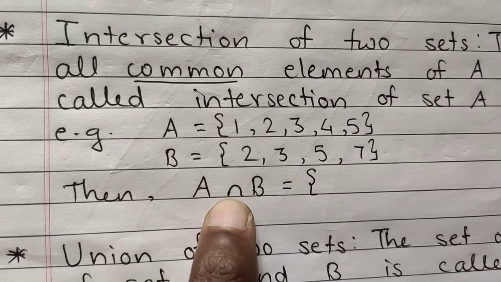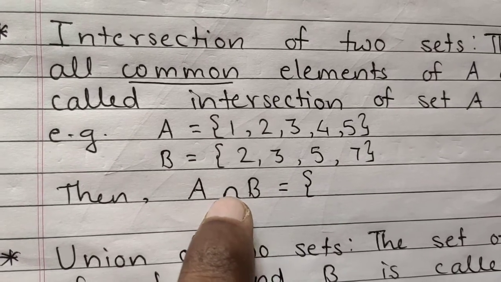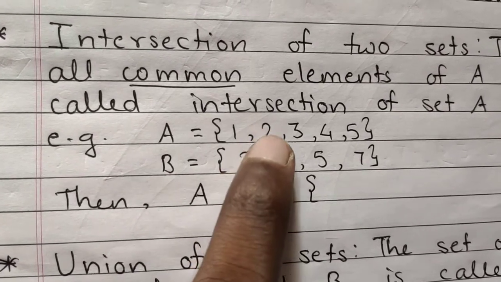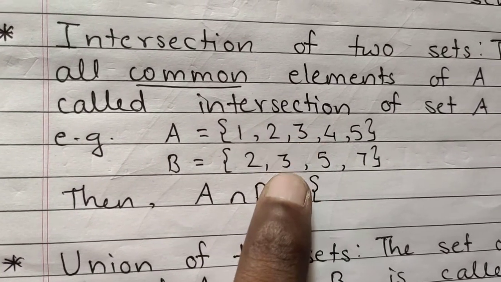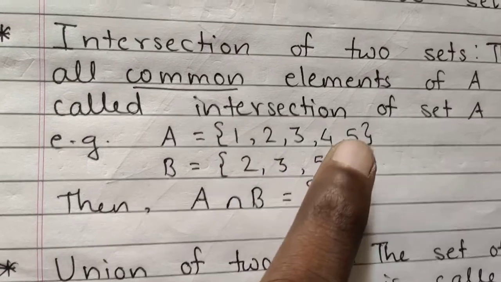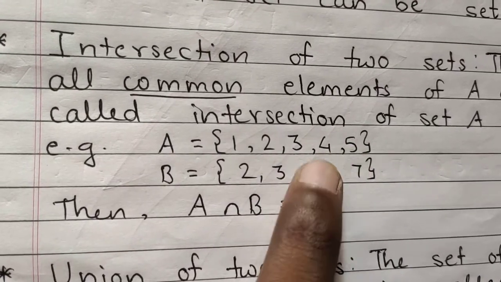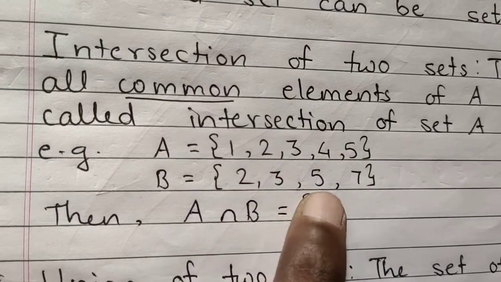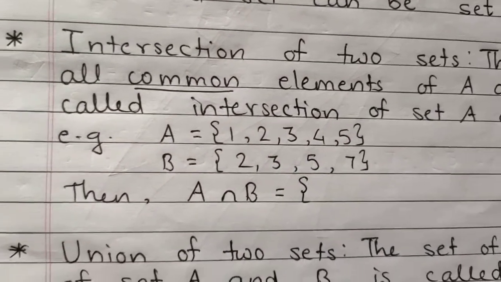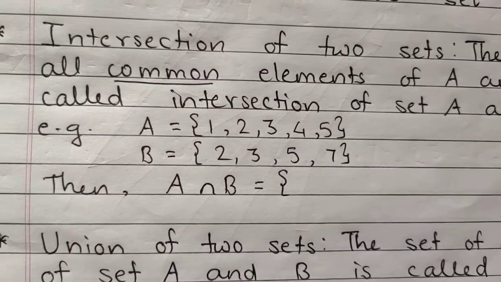So for intersection, what will you write? You will write those elements which are common. So what is common in both the sets? You can see 2 is there and also 3 is there. And 5 is also there. So you can write 2, 3 and 5, which are in both the sets. So your answer will be 2, 3 and 5.